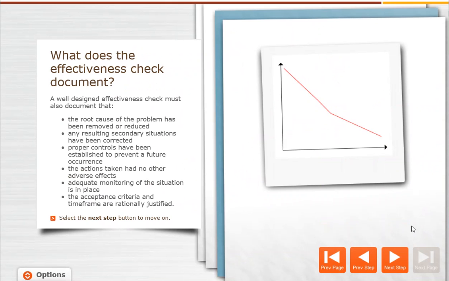What does the effectiveness check document? That the root cause has been removed or reduced. Any resulting secondary situations were corrected. Proper controls have been established to prevent a future occurrence. The actions had no other adverse effects. Adequate monitoring is in place, and acceptance criteria and time frame are rationally justified.